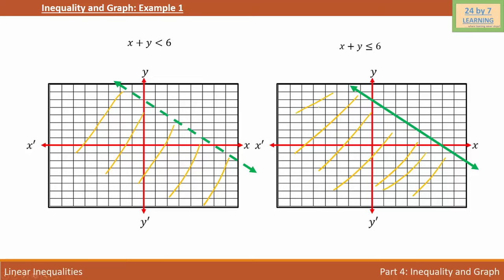Now if you compare these two inequalities, you will see that everything is same except that the first inequality is not considering any value on the line, but the second inequality is considering all the values on the line as well as below the line, and that's the only difference between these two inequalities. And this is how we'll graph any inequality.